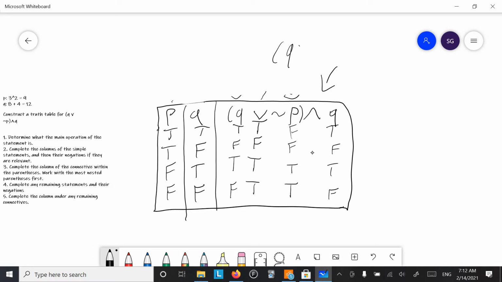So for example, it's asking us, is Q or the negation of P, in conjunction with Q, a true or false statement? And let's find it out. Okay, so what do we know about conjunctions?